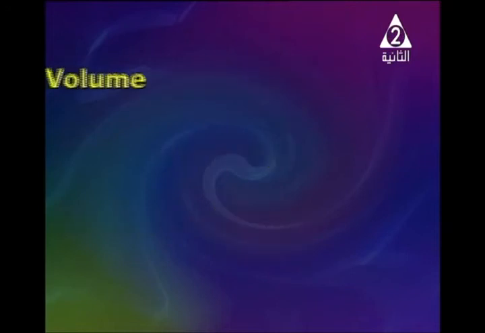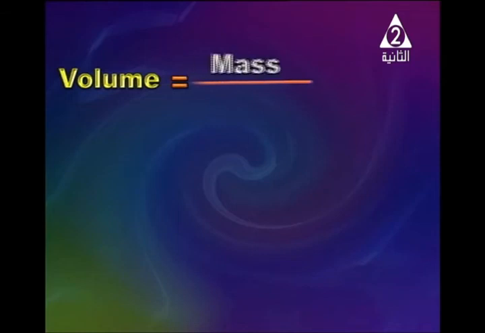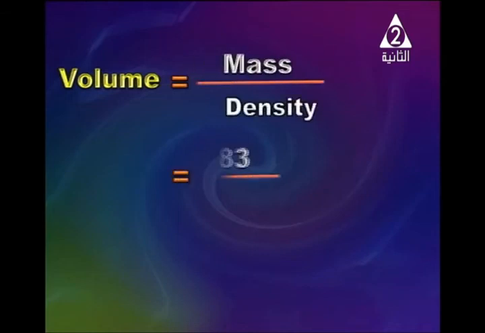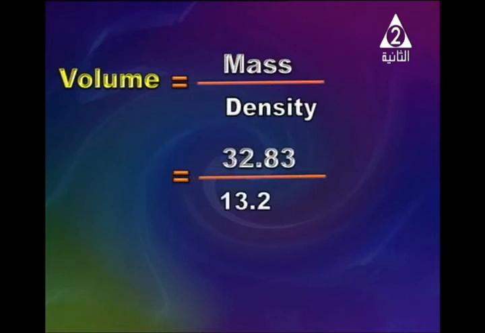So the volume, we can calculate it by dividing the mass by density. The mass we have got is 32.83 gram, while the density of gold is given as 13.2. So the answer is 2.487 centimeter cube.